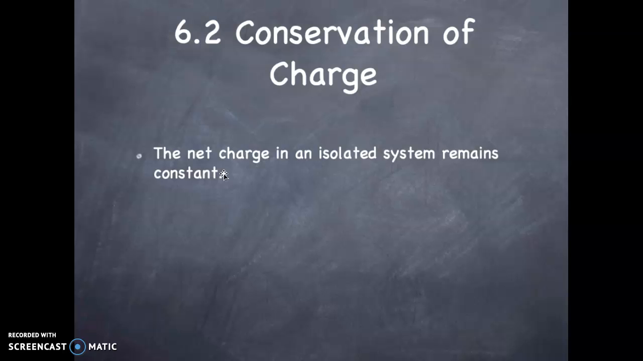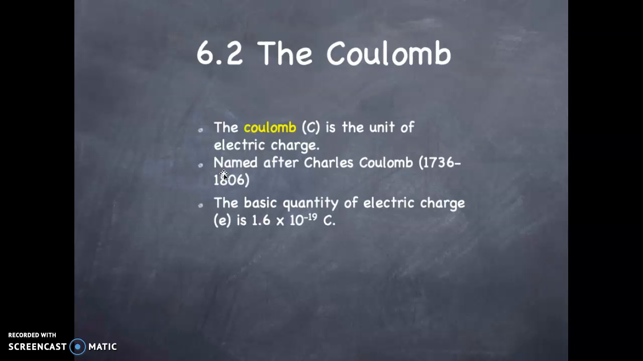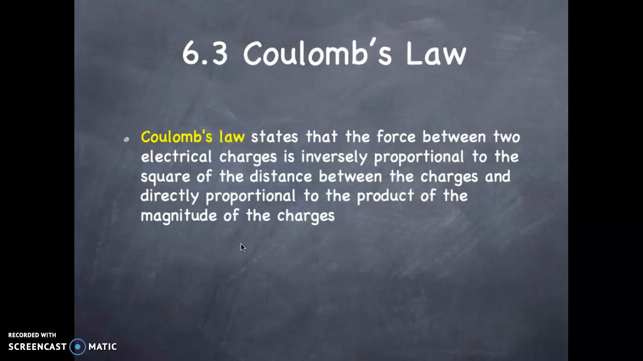The net charge, and this is an important concept, as we have conservation of momentum and conservation of energy, we also have the conservation of charge, which says that the net charge in an isolated system remains constant. The unit of charge is the Coulomb, named after Charles Coulomb, and the basic unit of electrical charge is 1.6 times 10 to the negative 19 coulombs. And now we have Coulomb's law.